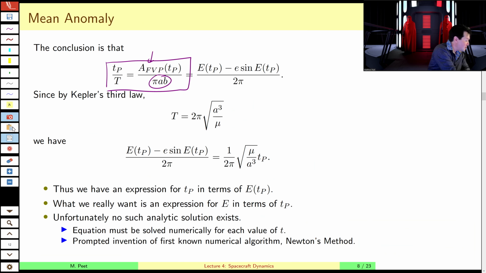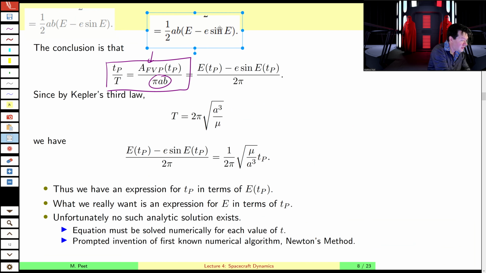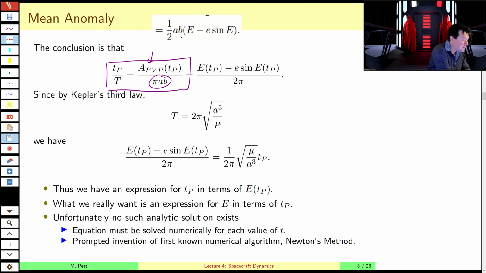Right. Cut and paste. Right. So now we plug in our expression for AFVP in there. And now you see why we like dividing by pi AB, because now the AB's on the denominator cancel. And so we're just left with this 2 pi on the bottom.